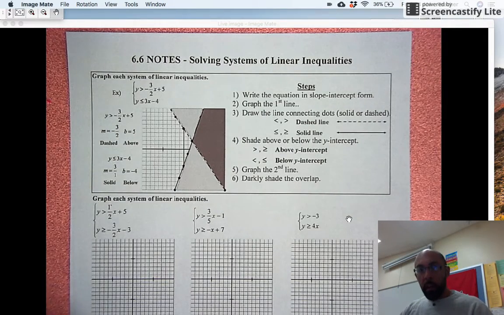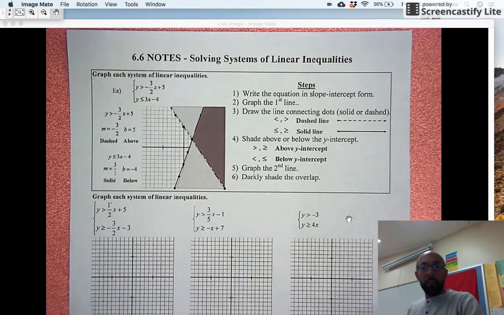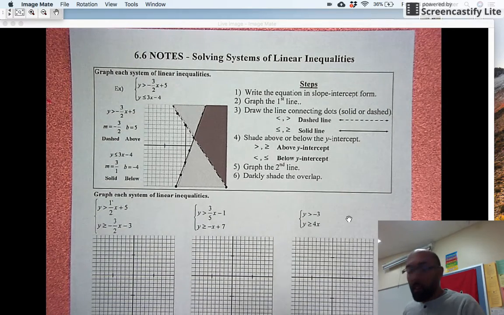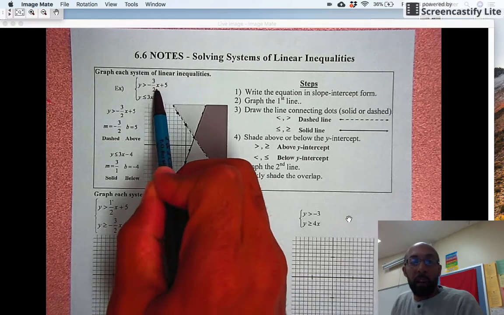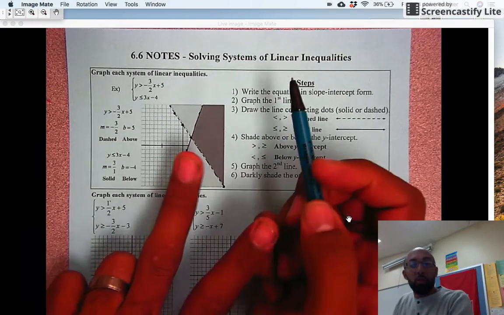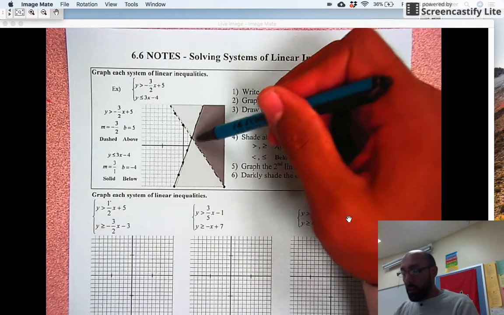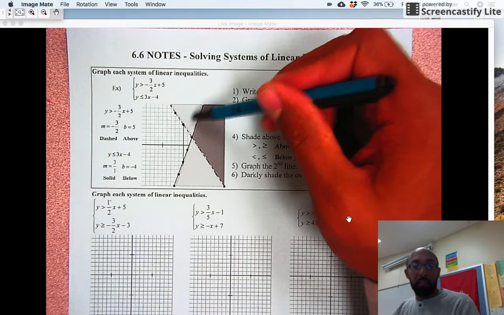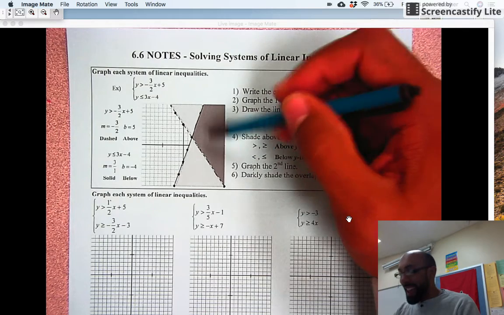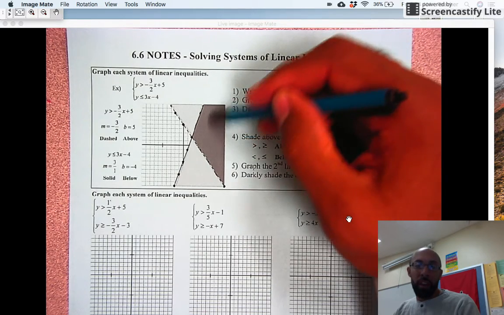All right, Algebra 1. Now we're doing the next level of solving systems of linear inequalities. So this time, the only thing that's different is that we don't have just one inequality, we have two inequalities, and we have to graph them together. And then we have to find where we have to shade both of them, and then our answer is where they have the same shade.